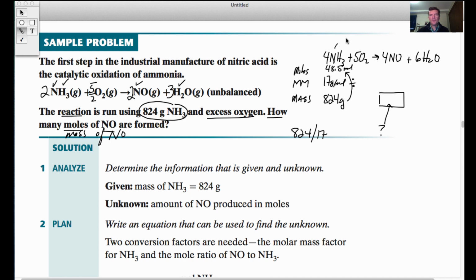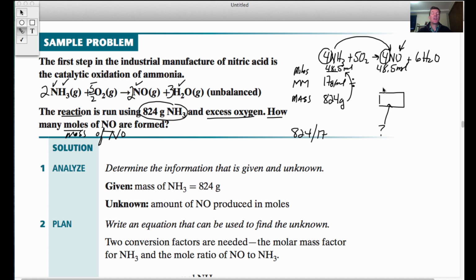Now I can go from ammonia over here to the NO, nitrogen oxide, or nitrogen monoxide. So what do I do? I look at the ratio. Well, fortunately, it's a 4-to-4 ratio. That makes it really easy. Whatever this mole is, this mole is. So it's 48.5 moles as well. We're taking this one step further. What is that mass? The 48.5 moles of the NO is what mass?